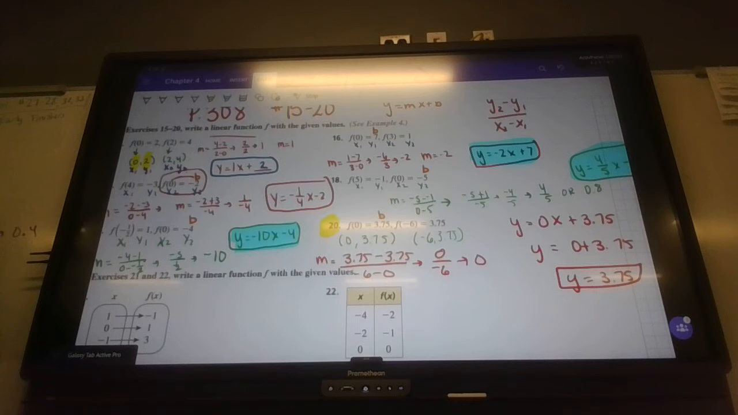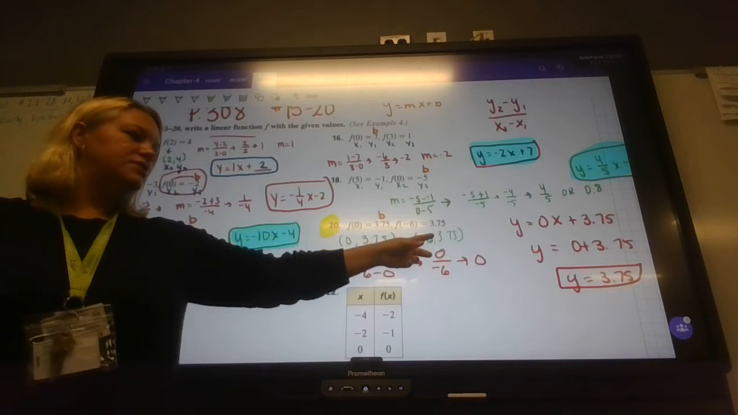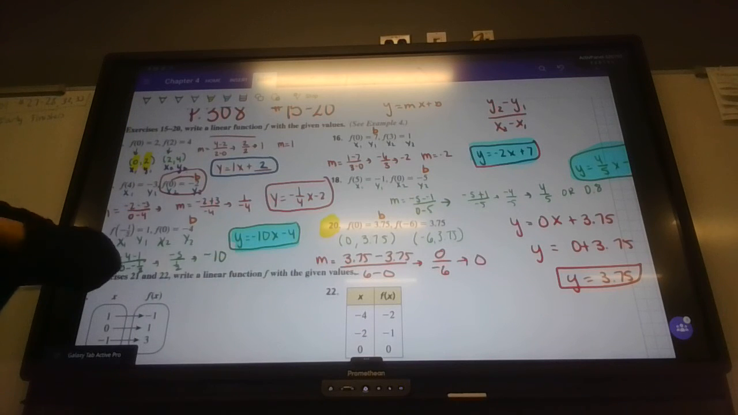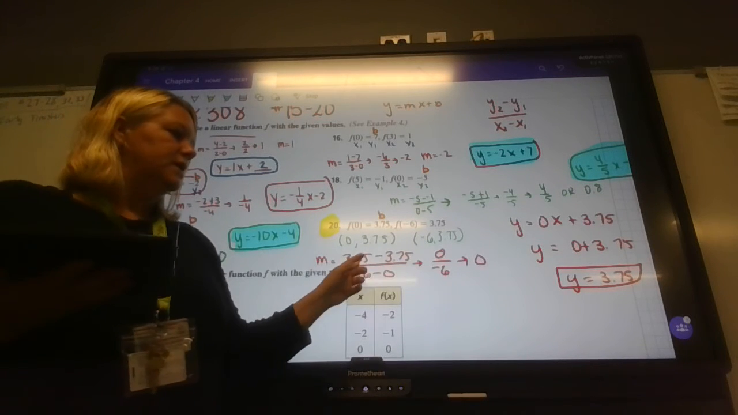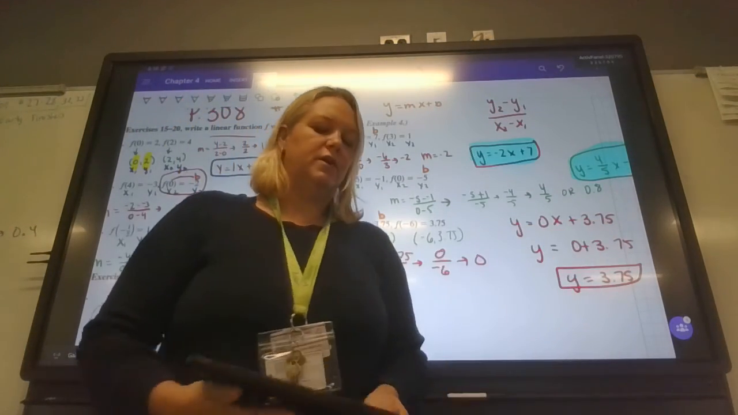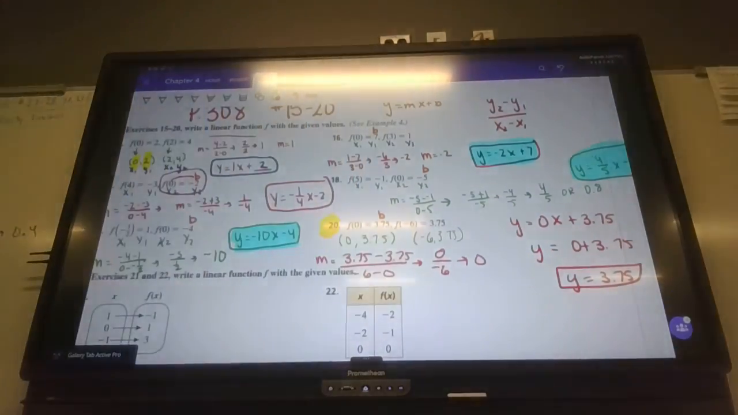All right, on 20, the y values don't change. So that's a 0. So that's a no slope line, no fun, no slope line. So your equation is y equals 0x plus 3.75, which is just y equals 3.75.